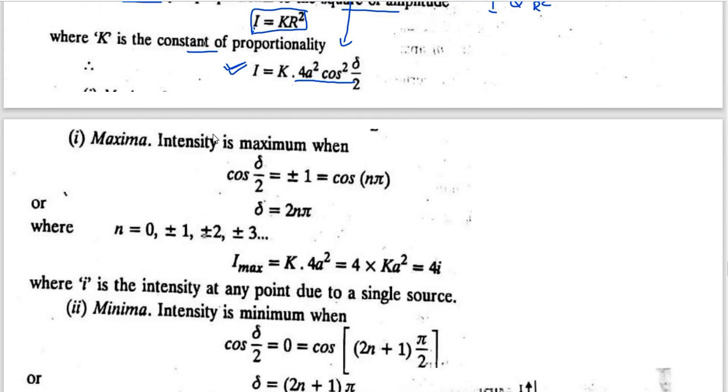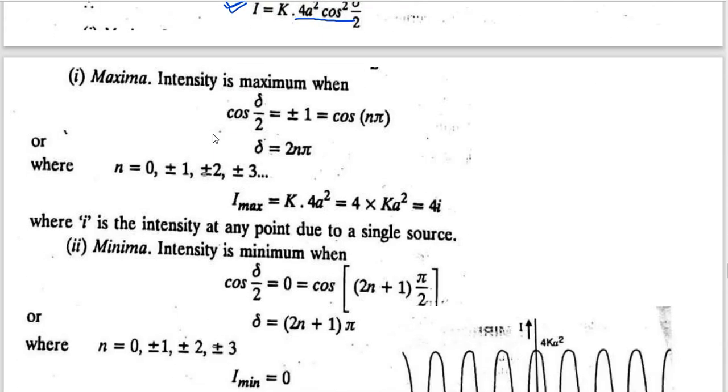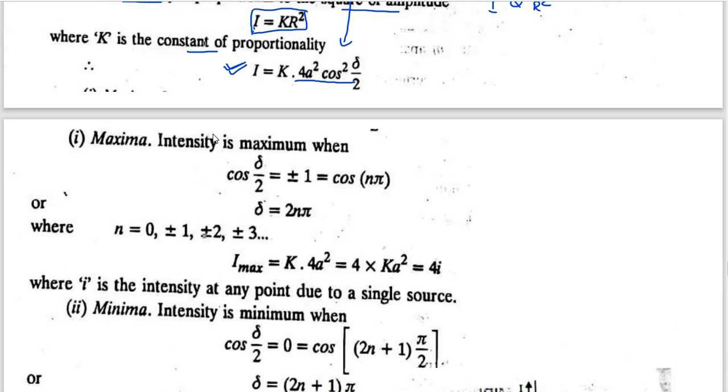So how can you check for maxima and minima? Remember this I as k into 4a square cos square delta by 2, the intensity. First check the maxima condition. For maxima, cos delta by 2 should be plus minus 1, because cos square delta by 2 should be 1, and cos has the value plus minus 1 at n pi, so delta equal to 2n pi. For maximum value, cos square delta by 2 should be 1.